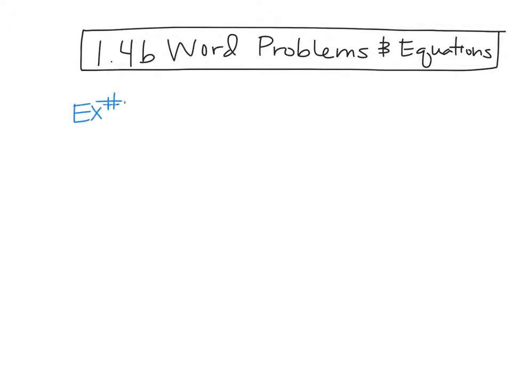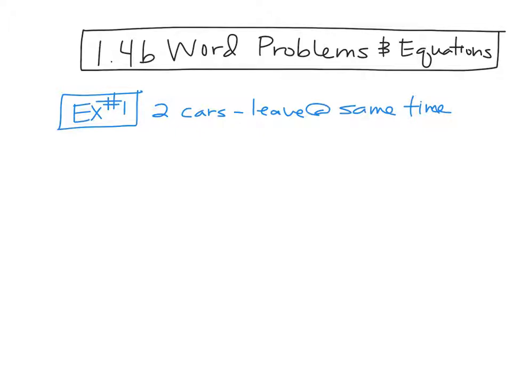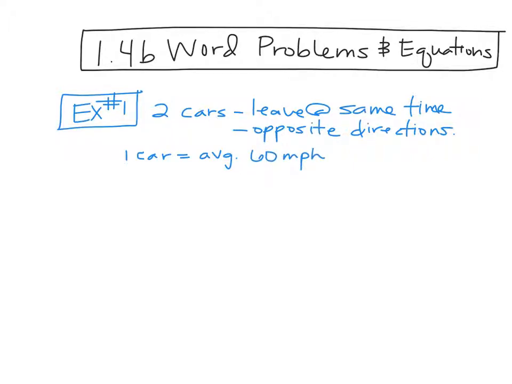Here it is. First example. It says this: 2 cars leave at the same time and travel in opposite directions. So 2 cars leave at the same time. That's an M. And they go in opposite directions. Okay. 1 car averages 60 miles per hour.